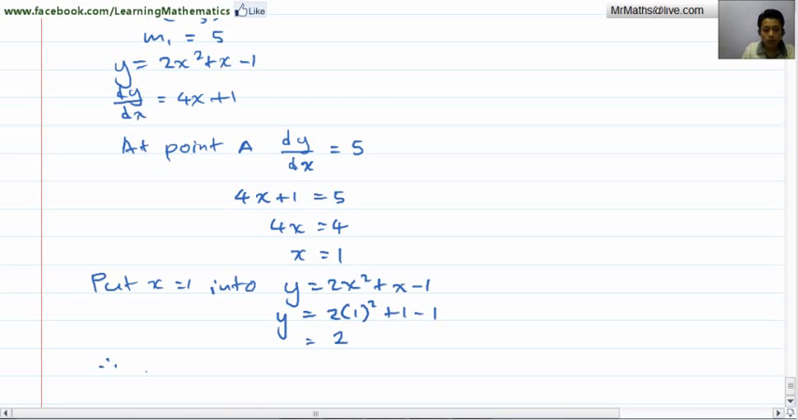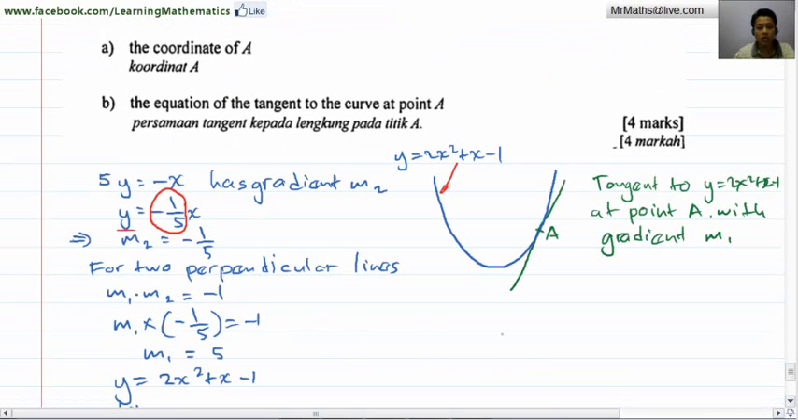Therefore the point A has coordinates, what is the value of x? It is 1, and the value of y is 2. This is the answer for question A.